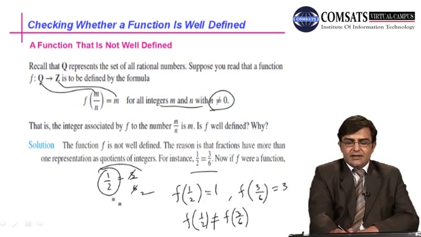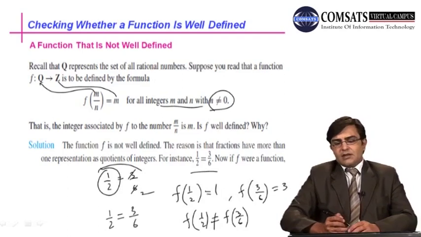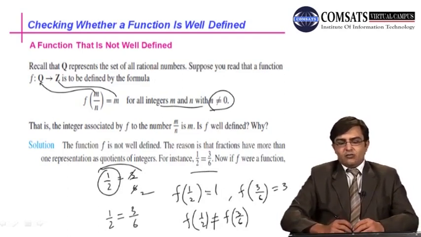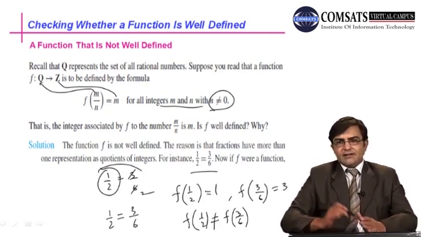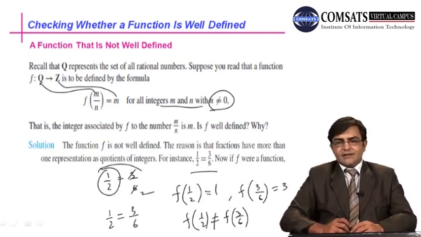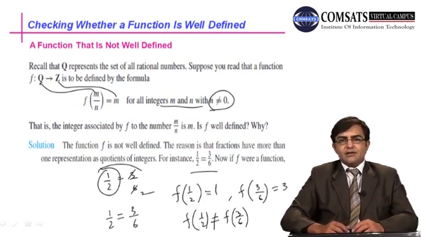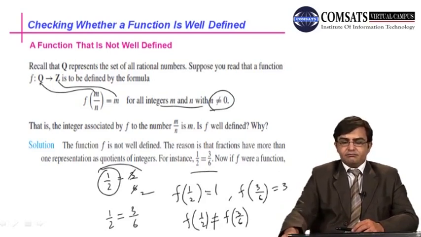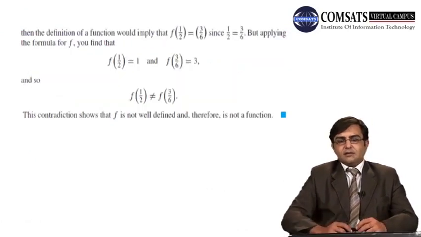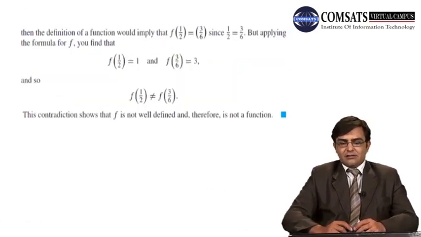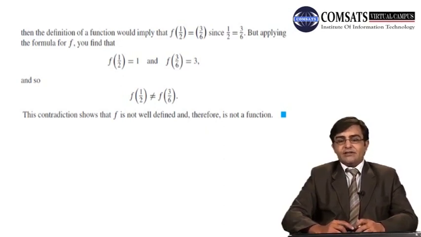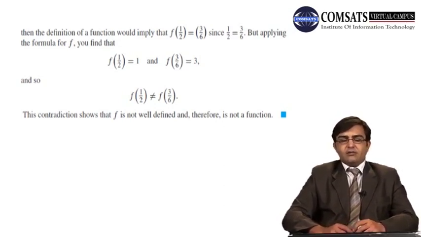But we have seen that 1 by 2 is equal to 3 by 6. What does it mean? It means that one element of the first set is related to two different elements of the second set. So here the second condition of the function is being violated. Therefore this is not a well-defined function. It doesn't satisfy both properties of the function, so we can say that this is not a function. So this is how functions can fail to be well defined.